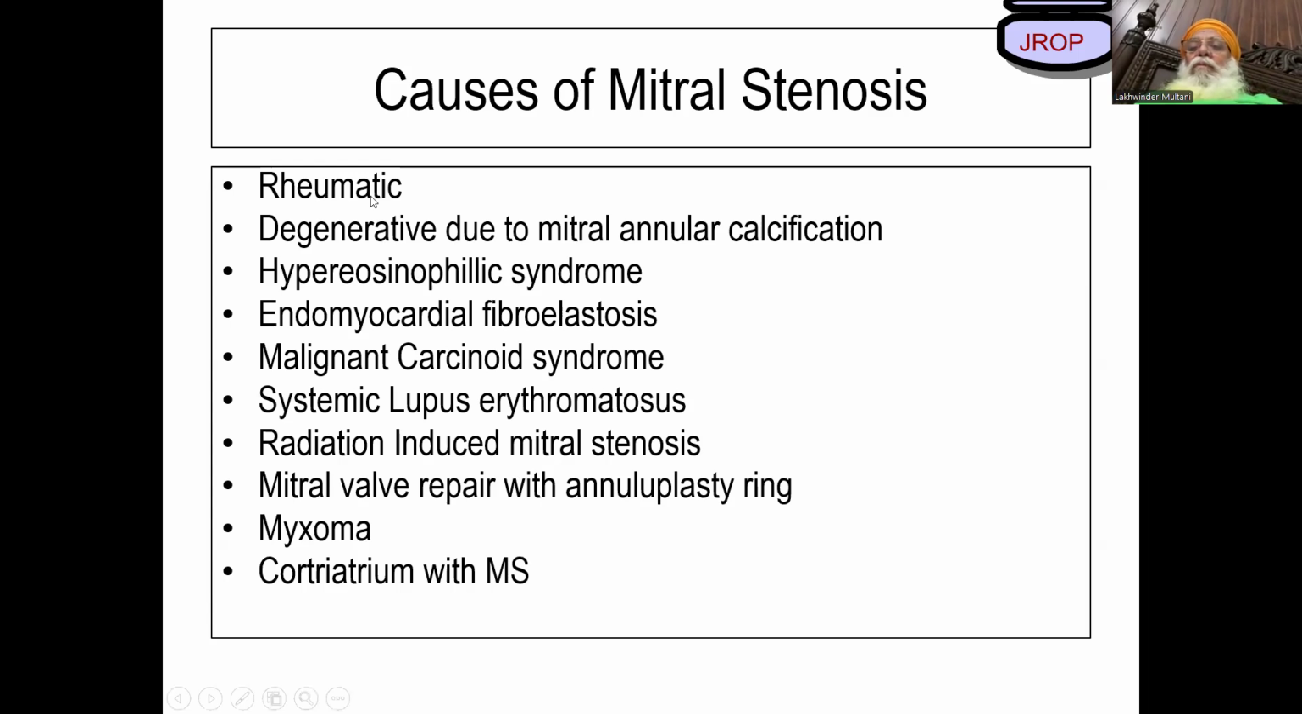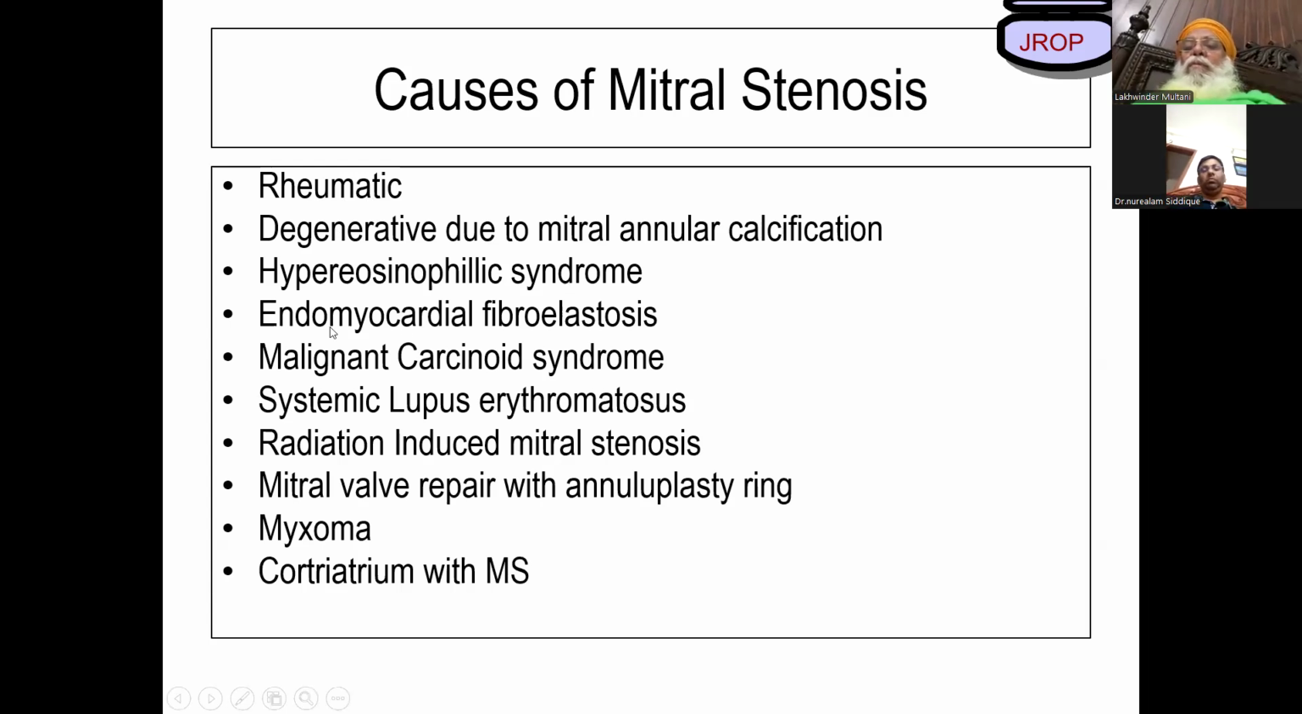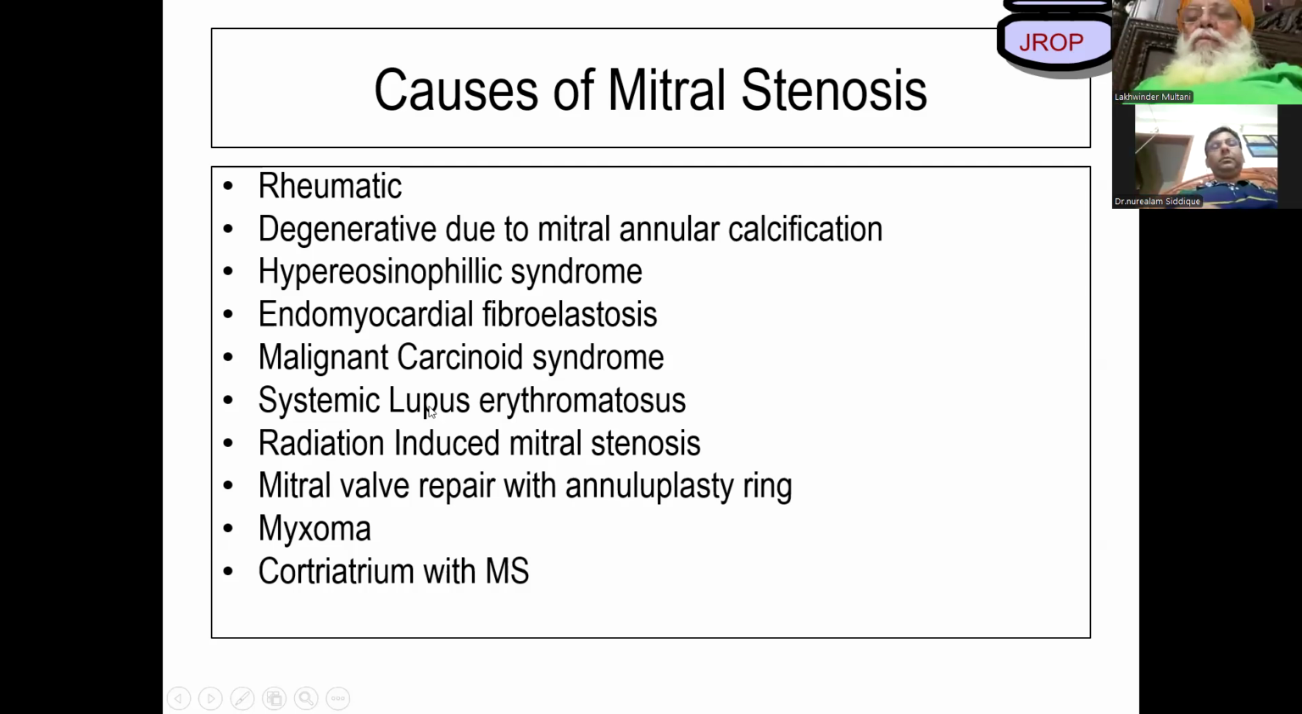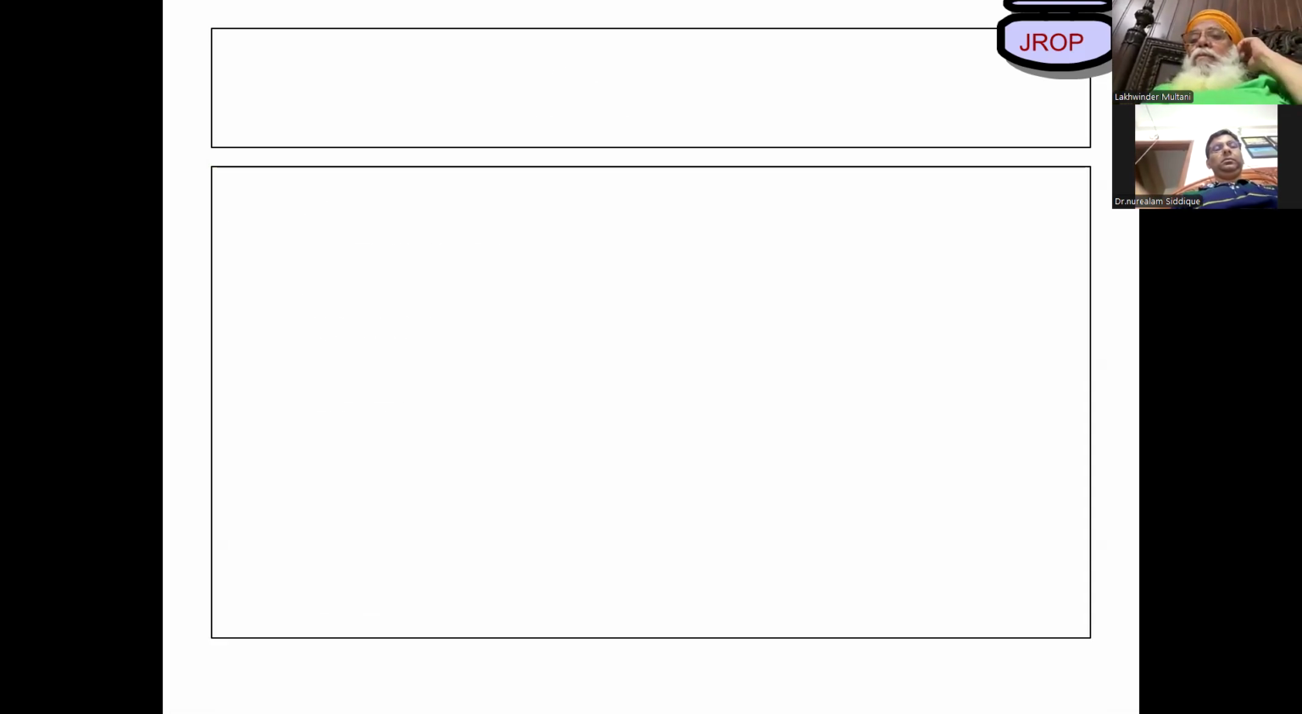I showed you rheumatic, degenerative annular calcification, and hypereosinophilic syndrome. Then we have endocardial fibroelastosis, where the valve gets thickened and the endocardium gets obliterated. Carcinoid syndrome sometimes presents with left-sided mitral stenosis. Then SLE, radiation-induced mitral stenosis, mitral valve repair with an annuloplasty ring, myxoma getting into the valve leaflet, and cor triatriatum behaving like mitral stenosis. At your level, that's what we need to talk about.